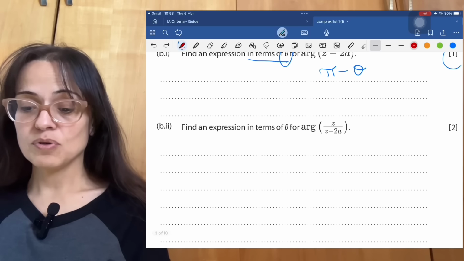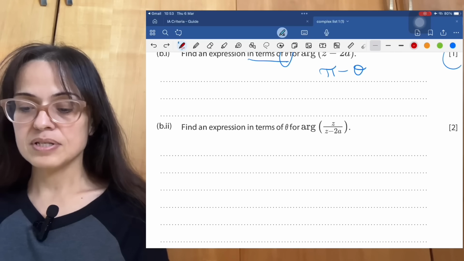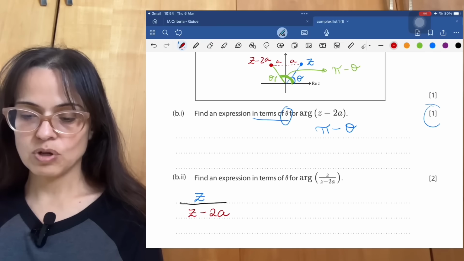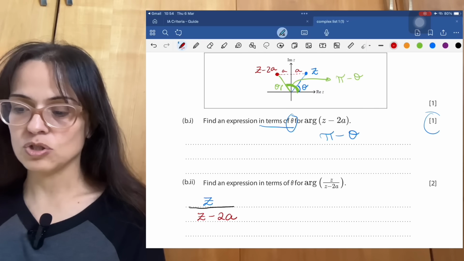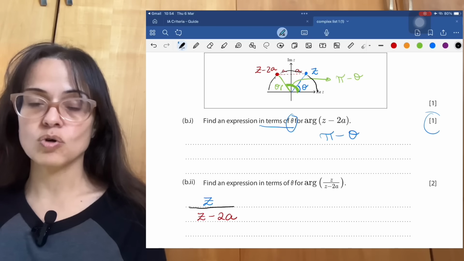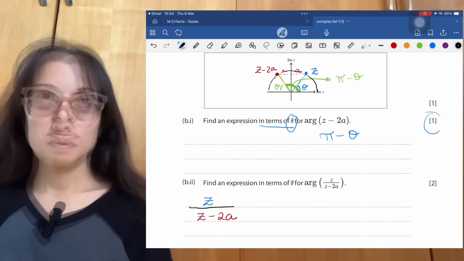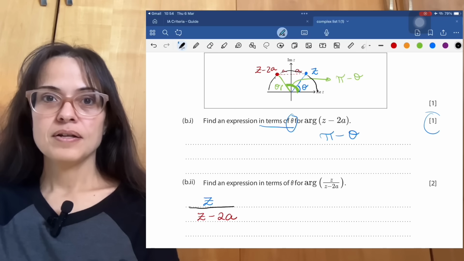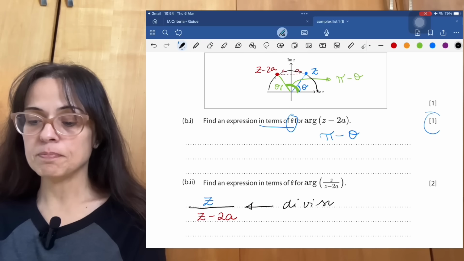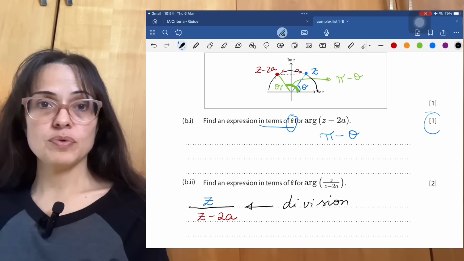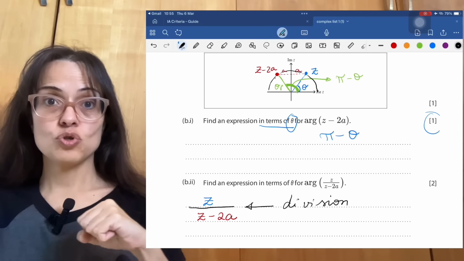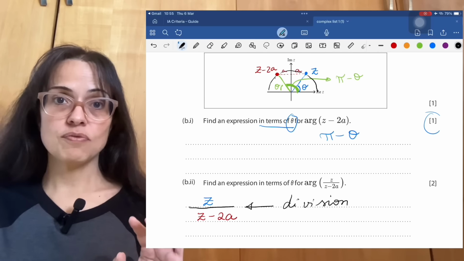Now find an expression in terms of theta for the argument of something else, Z over Z minus 2A. I'm using the same colors here as in the picture so that we don't forget to think visually about these things, okay? Z and Z minus 2A are two numbers in the same circle with related arguments, but not the same, although definitely the same radius. And what we're doing here is division. Division is like multiplication. So according to everything that we have said today so far, division is meant to be thought about in terms of stretches and rotations, and not in terms of translations.